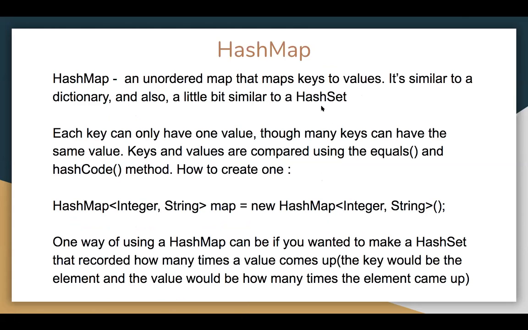Again, it's like a dictionary, and for a key, like a word, it has a definition, which is a value in this case. And the reason why it's a bit similar to hash set is the fact that it's unordered. And it uses some of the same methods that you use for hash set. So each key can only have one value, though many keys can have the same value. And keys and values are compared using equals and hash code method.